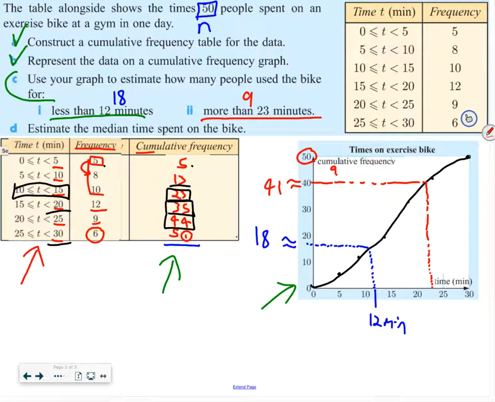The last one is estimate the median time spent. Well, I should know my median is a value in the middle. So if I have 50 individuals, 25 is in the middle. So now I'm going to work from this side of the graph. I move over, now I drop it down, and down here I'm going to estimate that to be about 16. So the estimated median time spent on a bike is 16.